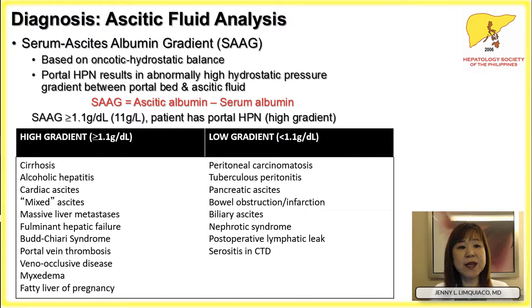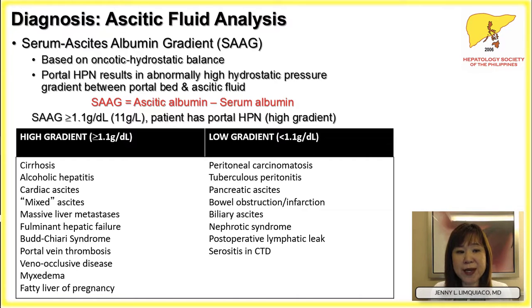So how do you diagnose spontaneous bacterial peritonitis? Very importantly, you need to establish the serum ascitic albumin gradient, or the SAAG. Now, this is based on oncotic and hydrostatic pressure. Portal hypertension results in an abnormally high hydrostatic pressure gradient between the portal bed and ascitic fluid.